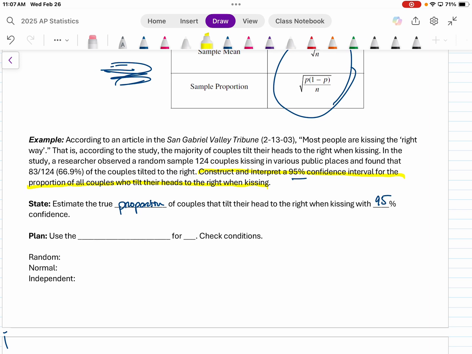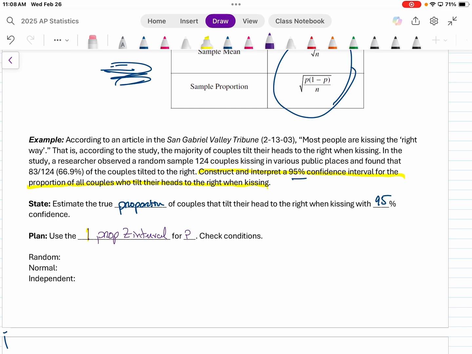Where our plan is to use a one prop Z interval. Whoa, yellow does not work on a notes. Now that is basically the coding in the calculator for P. And then we're going to check conditions. That's the same thing as saying if conditions are met.